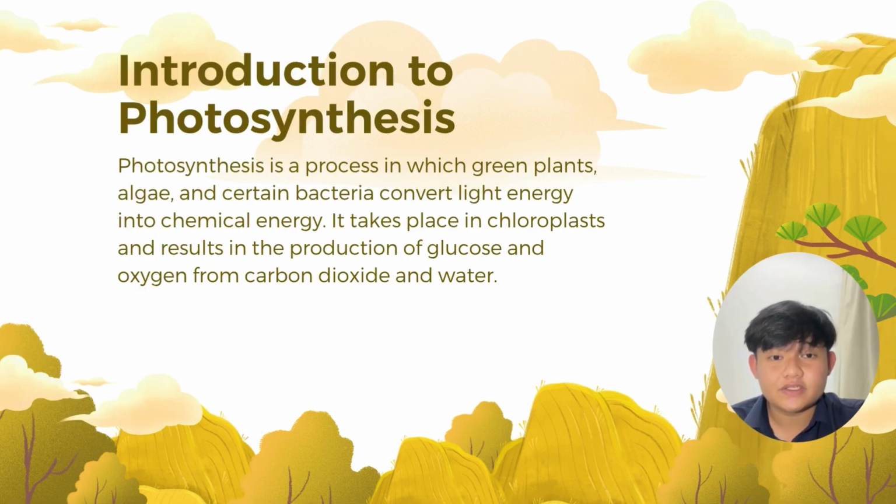Photosynthesis is a process in which green plants, algae, and certain bacteria convert light energy into chemical energy. It takes place in chloroplasts and results in the production of glucose and oxygen from carbon dioxide and water.